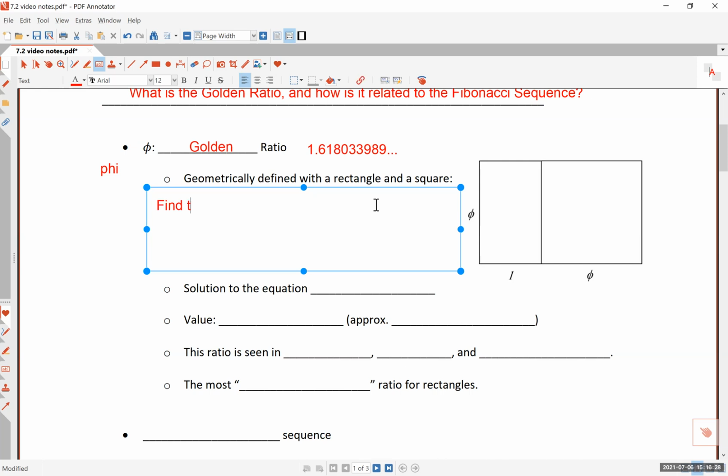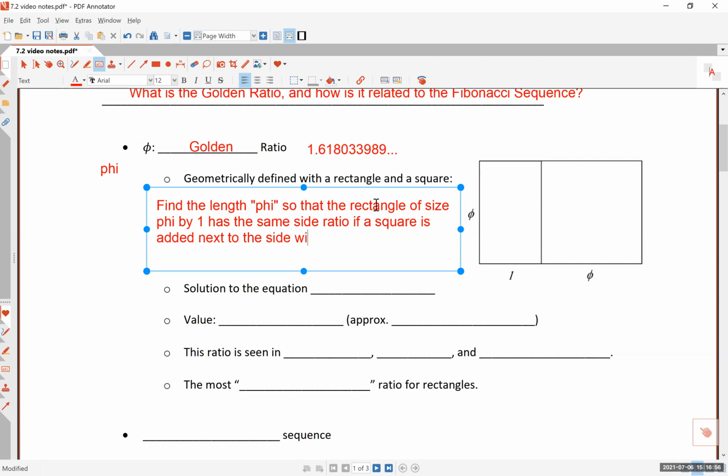And the idea is this: find the length phi so that the rectangle of size phi by 1 shown on the left has the same side ratio if a square is added right next to it, to the side with length phi. Okay, so what in the world am I talking about? All right, so let me explain.